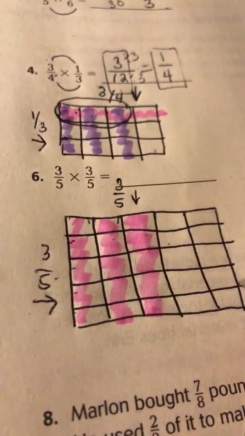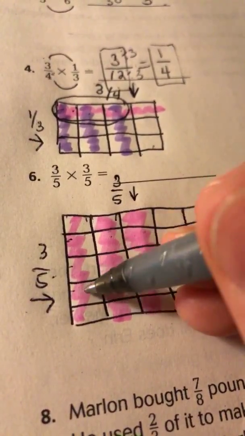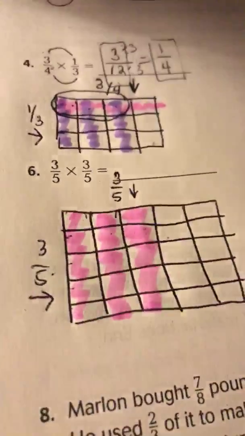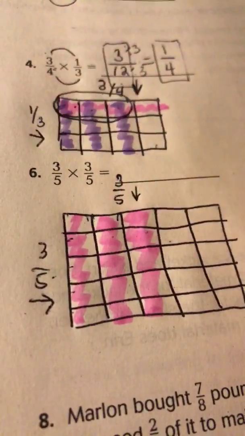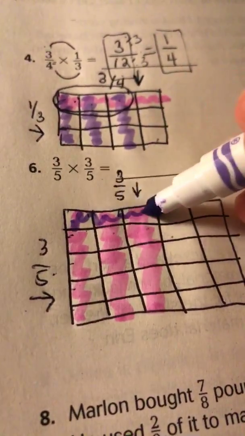All right, so let's check it out. 1, 2, 3, 4, 5. Boom, got 5. And again, I'm going to do the 3. So I have 3 overlapping parts. Now, here's what I'm going to do.